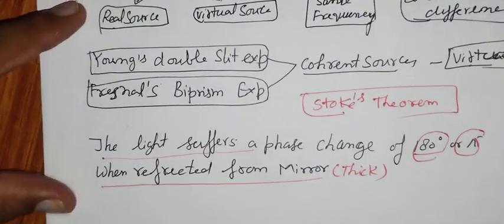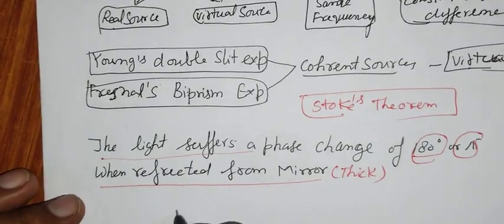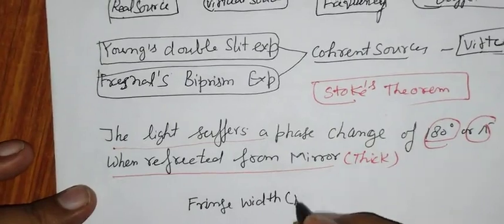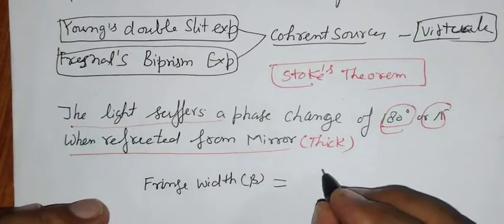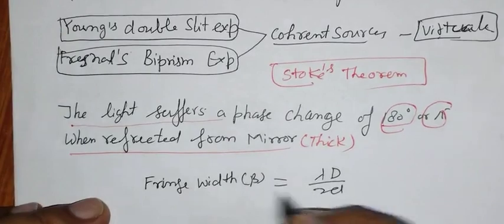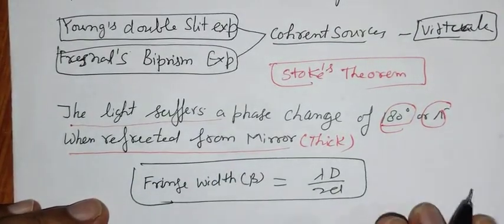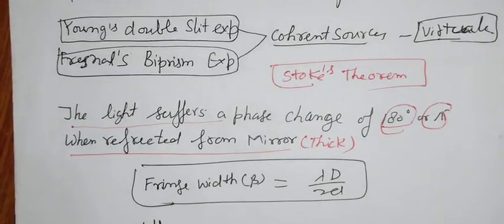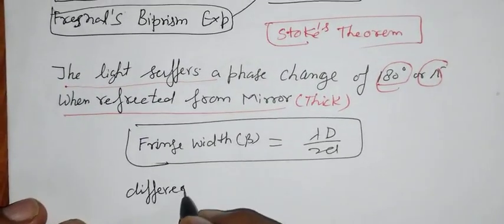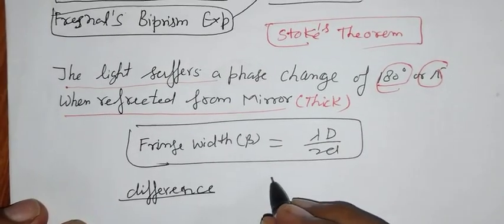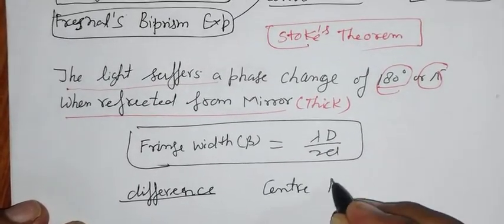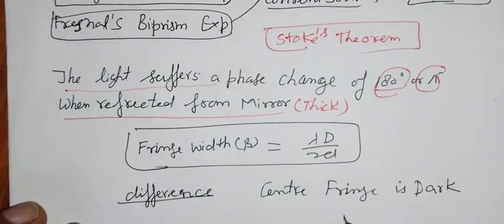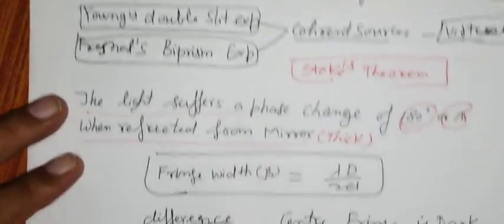Fringe width beta can be obtained by the same formula, lambda D by 2d in this case. Everything is the same, but the difference is only that the center fringe is dark in place of bright.